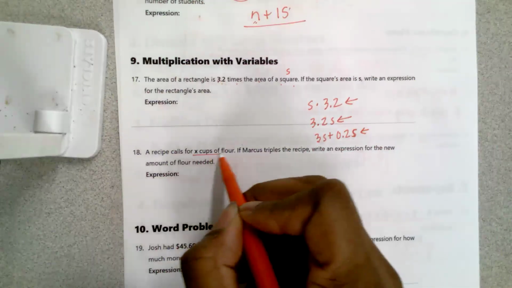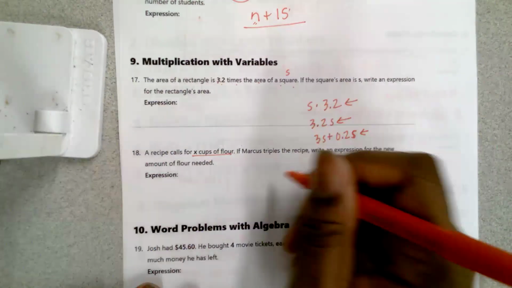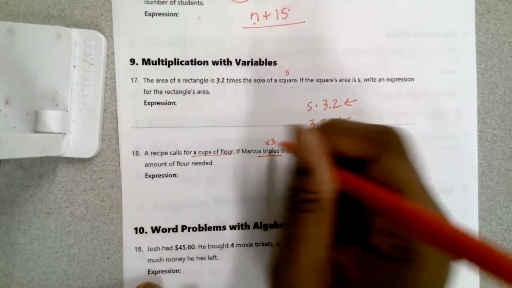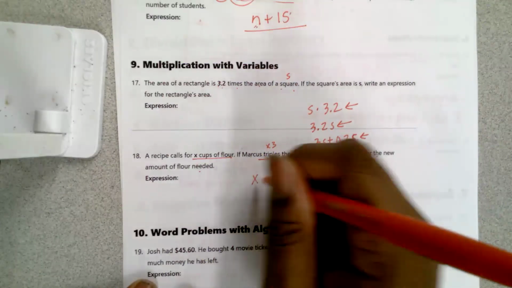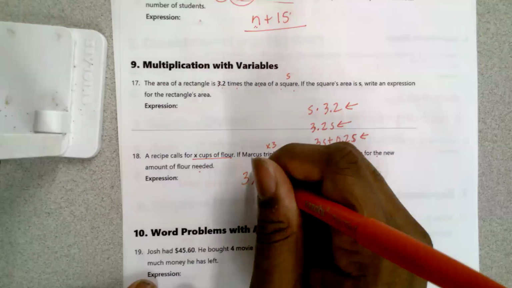A recipe calls for X cups of flour. Marcus triples, which means times 3. Write an expression for a new amount of flour needed. So if he has X and its triple is just 3X.